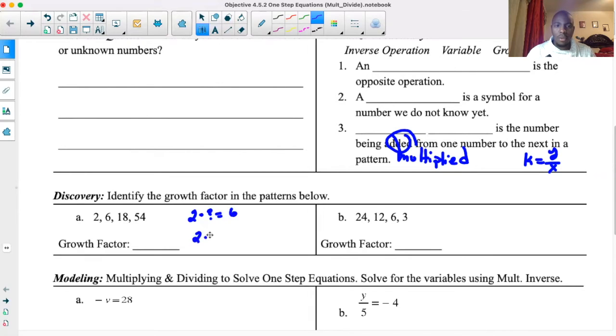What number is being multiplied by 6? I apologize, I meant to put 6 first. To get to 18, right? What is this number? Okay, same thing over here. 24 multiplied by what is going to give us 12? 6 multiplied by what is giving us 3? Notice how this pattern is working. I want to figure out what multiplied to get there, there, and there.